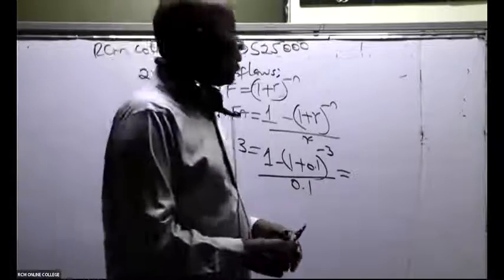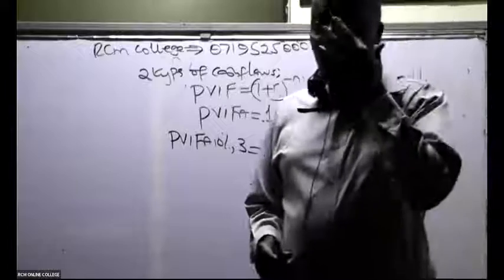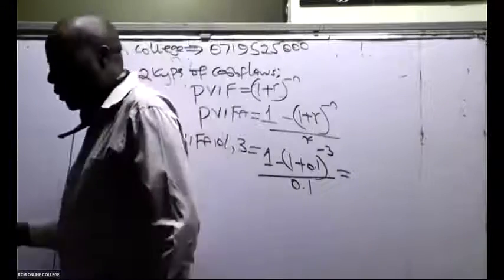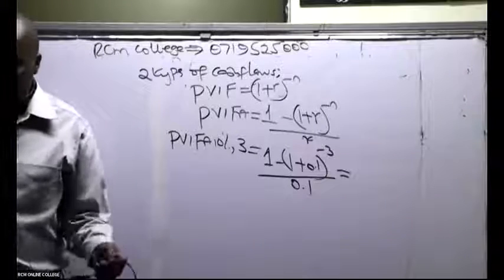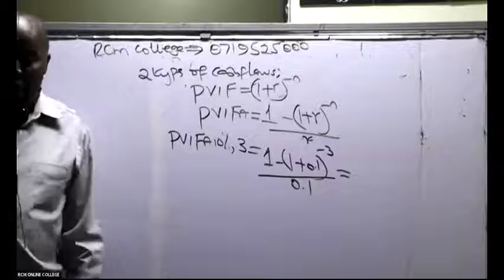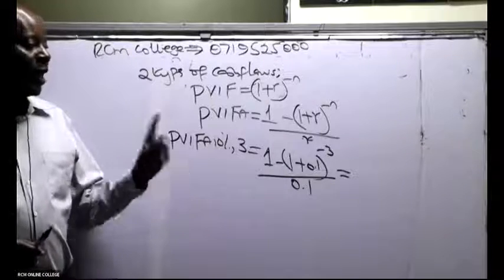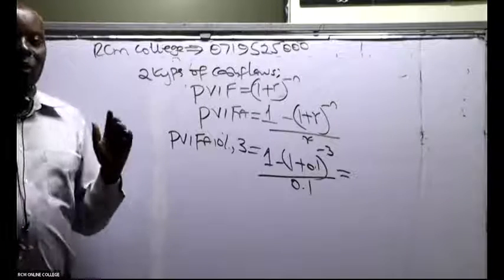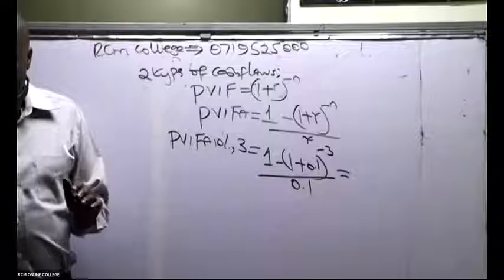I would want to see so many students giving me an answer. The PVFA answer. So how are we doing it? We are taking 1 minus 1.1 raised to -3, equals. And then whatever you do, you divide by 0.1.